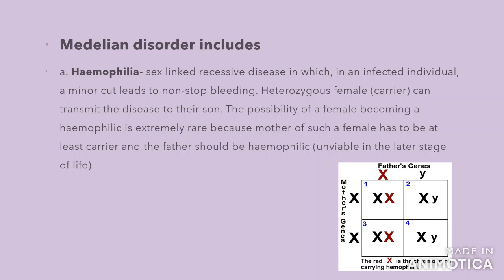Mendelian disorders include hemophilia, a sex-linked recessive disease in which, in an affected individual, a minor cut leads to non-stop bleeding. A heterozygous female carrier can transmit the disease to her son. The possibility of a female becoming hemophilic is extremely rare because the mother of such a female has to be at least a carrier and the father should be hemophilic.